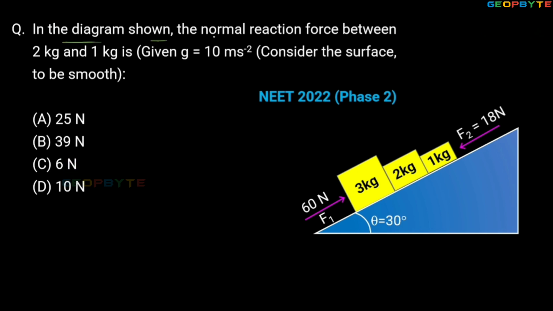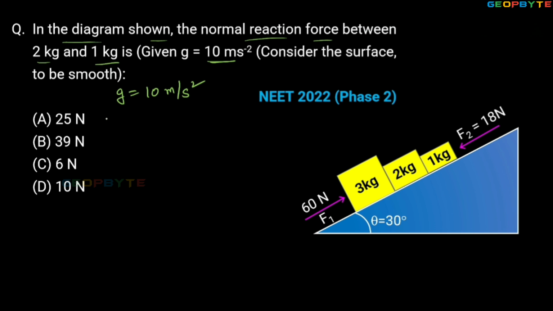In the diagram shown, find the normal reaction force between the 2 kg and 1 kg. Look at the diagram. There are three bodies placed on the inclined plane, with different masses: 1 kg, 2 kg, and 3 kg. It is asking what is the normal reaction between the 2 kg and 1 kg. For that, take g equal to 10 meter per second square.